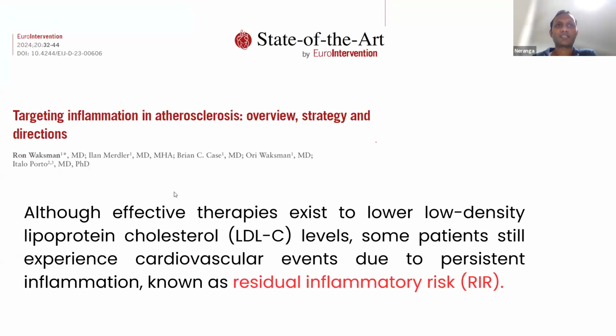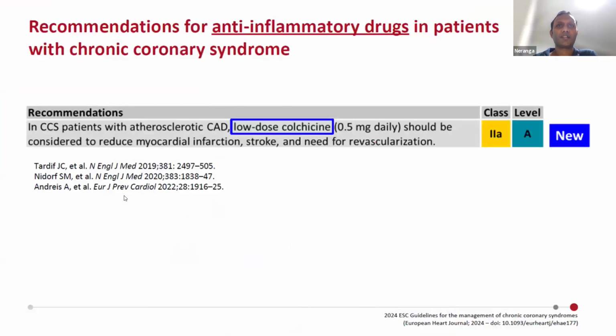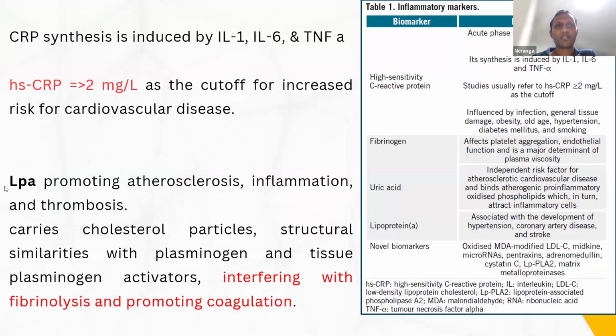The other thing is you have to target the residual inflammation. Some patients, even with LDL reduction, can have persistent inflammation. These are the inflammatory conditions. You can give low dose colchicine for high sensitivity CRP more than 2. This is a simplified version. If high sensitivity CRP is more than 2, you can give anti-inflammatory drugs on top of the anti-anginal drugs I discussed previously. And lipoprotein A is also very important. It increases atherosclerosis, inflammation, and thrombosis because it interferes with fibrinolysis and promotes coagulation.